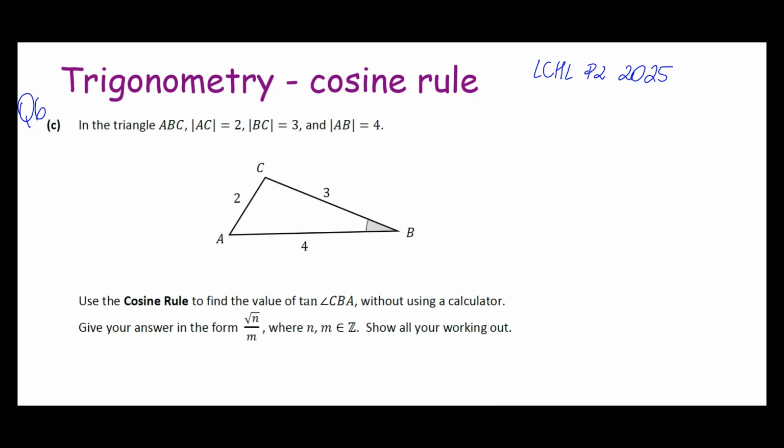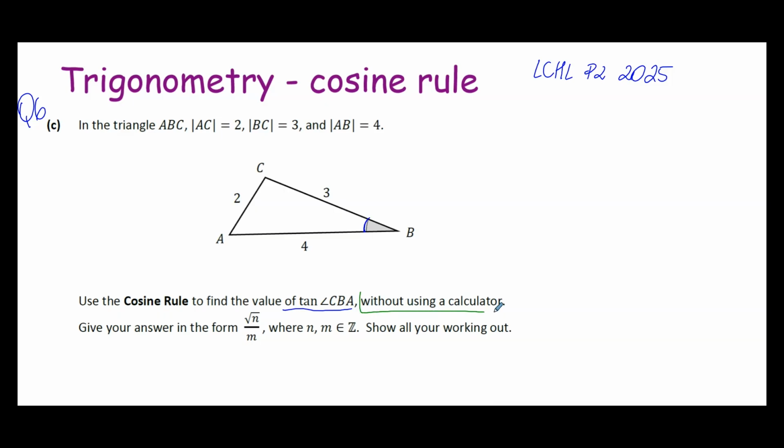So, cosine rule, let's have a look at this aspect. In the triangle ABC, AC is 2, we can see that BC is 3 and AB is 4. Use the cosine rule to find the value of tan of angle CBA, so this angle that they mark for us, without using a calculator.